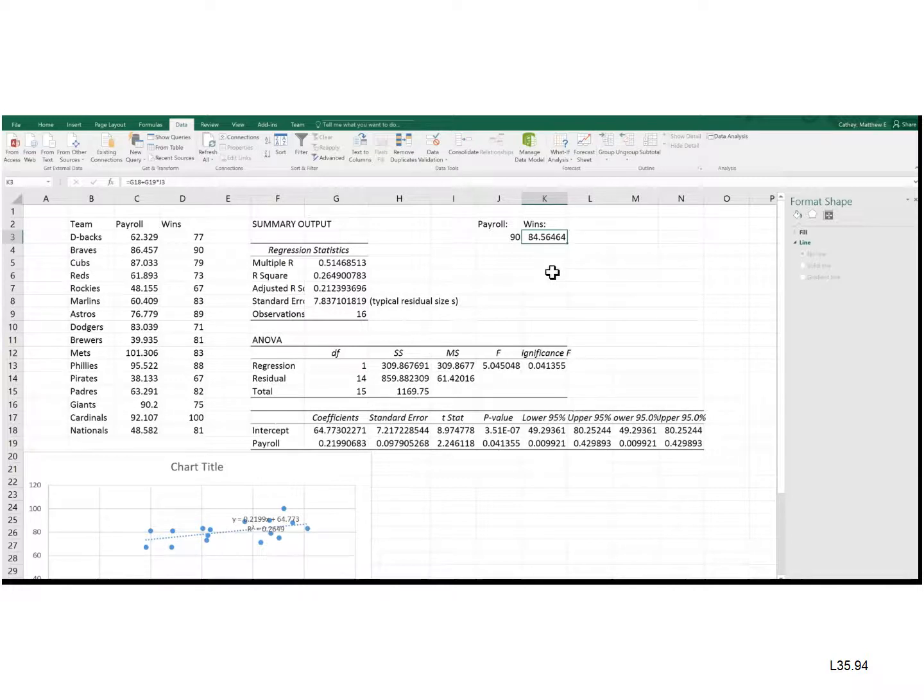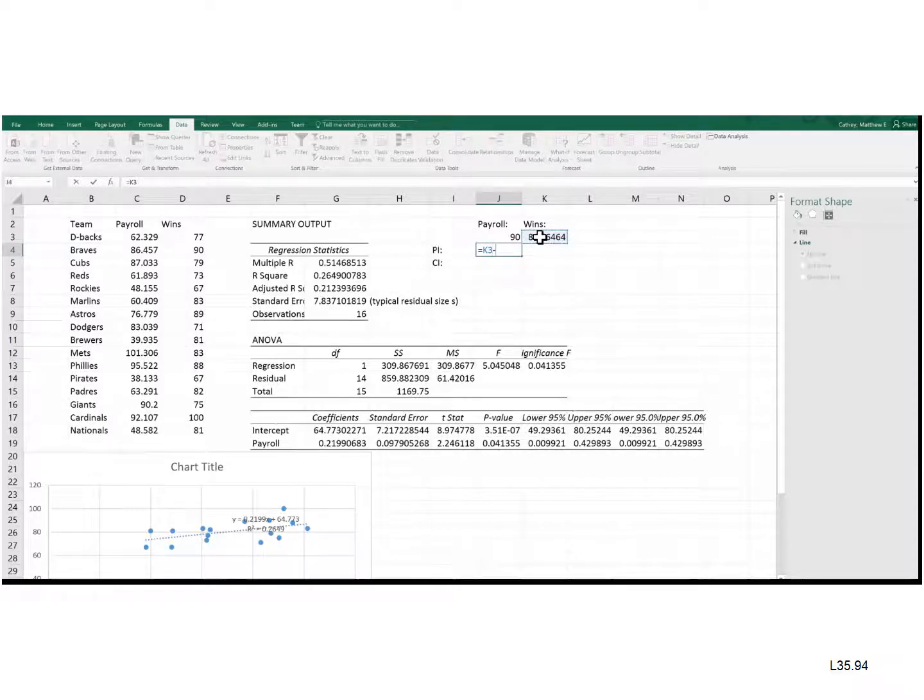Now, let's do our prediction interval and our confidence interval. So prediction interval, confidence interval. Now for the prediction interval, we're going to start at the center, which is the predicted value.